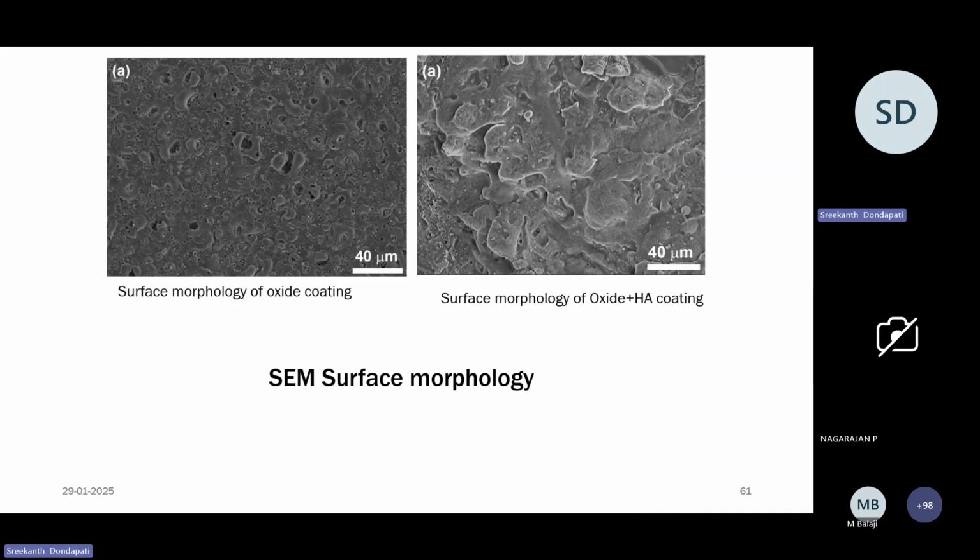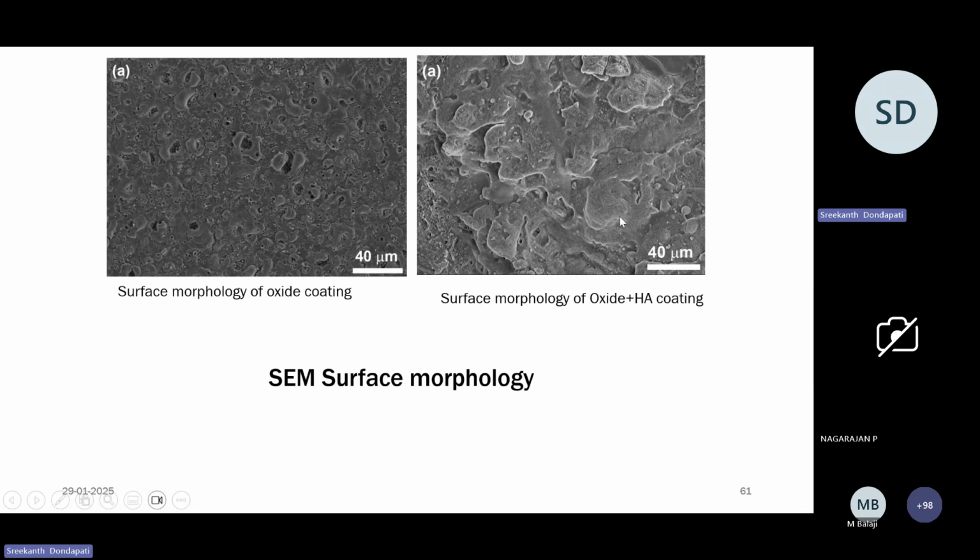Of course, this is how the surface morphology looks. All these are pores, but not open to the substrate, maybe interconnected pores. And this is the pure PEO coating. And if you see the oxide plus HA induced coating, you can see even the pores are closed.